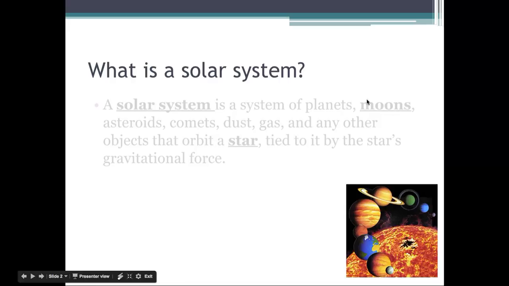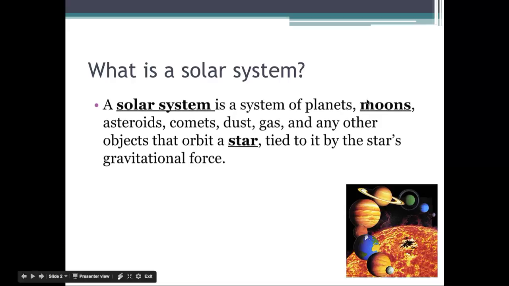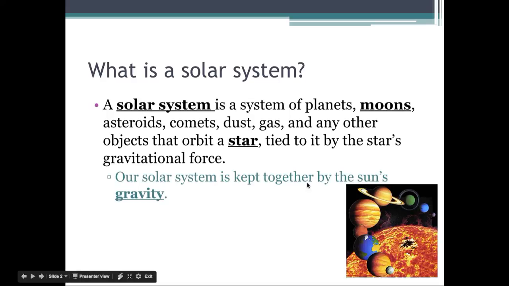So in our solar system, we have a star, which is surrounded by planets, moons, asteroids, comets, dust, gas, and any other objects that might be orbiting that star. And this is true of any star. Remember that our sun is just one star, and every star that you see in the sky is its own sun, possibly with its own planets. And these are all held together by gravity.